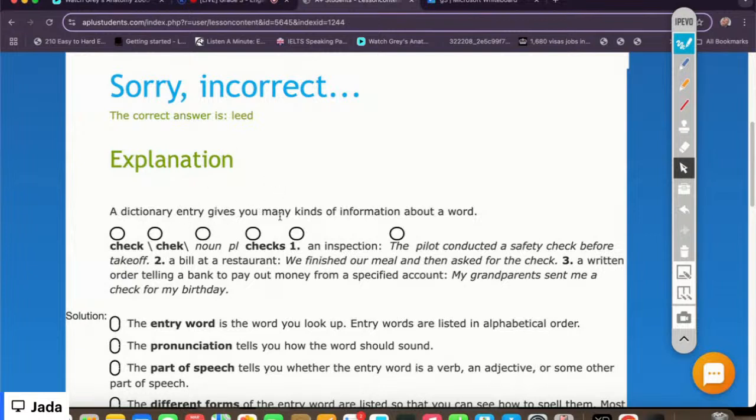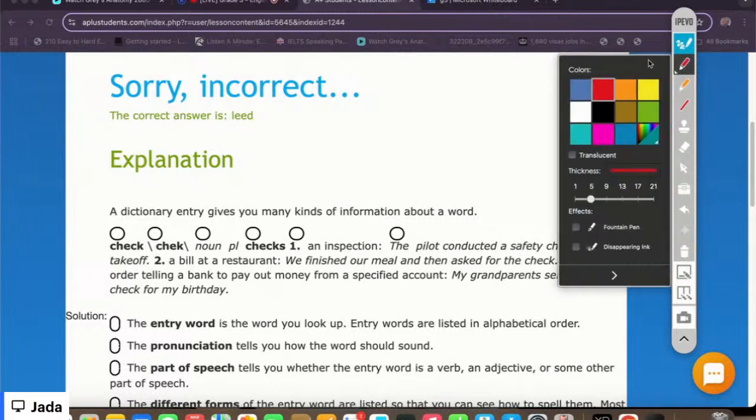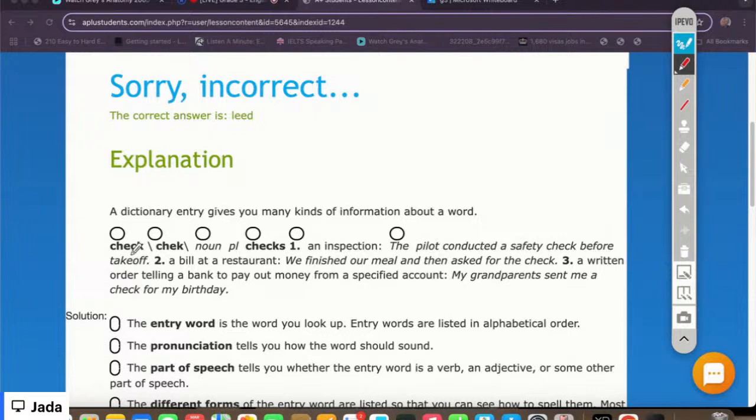Now, a dictionary entry gives you many kinds of information about a word. So it gives a lot of information. For example, we have check, check, and checks, right? Now, the first one, check, is an inspection. The pilot conducted a safety check before takeoff. A bill at a restaurant is the second one, check. We finished our meal and then asked for the check. Now, the third one is a written order telling a bank to pay out money from a specific account. So, my grandparents sent me a check for my birthday.